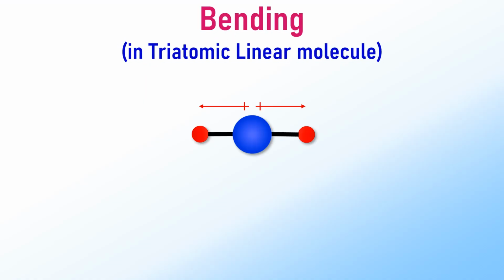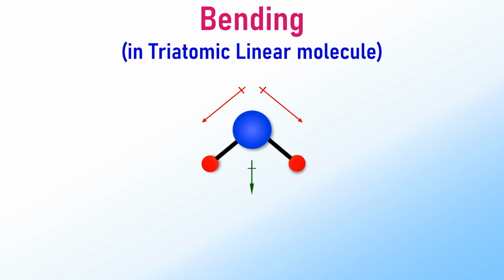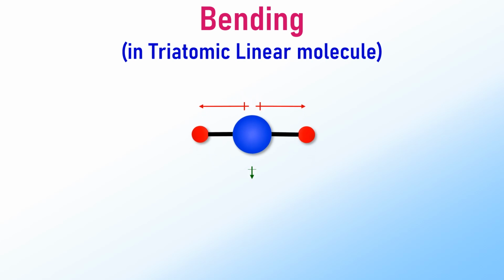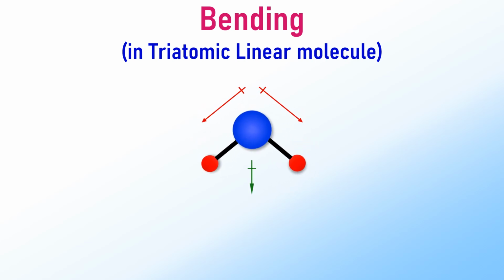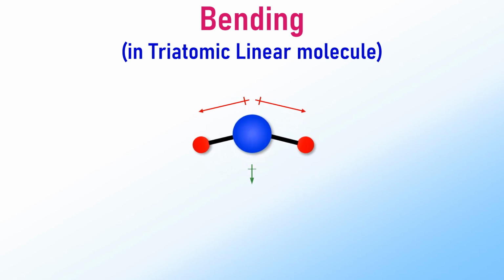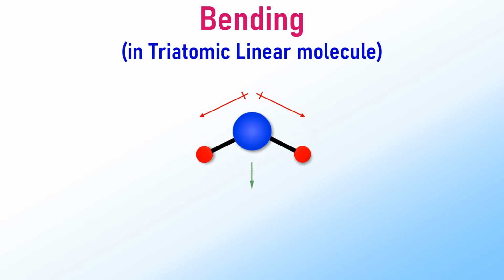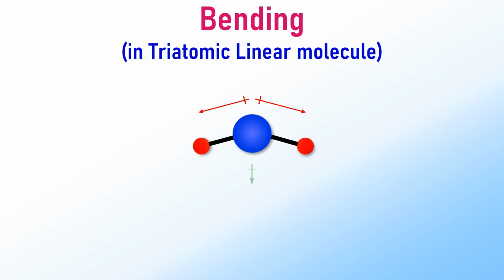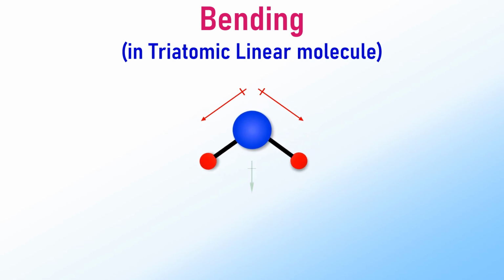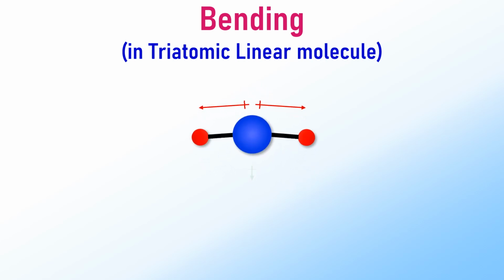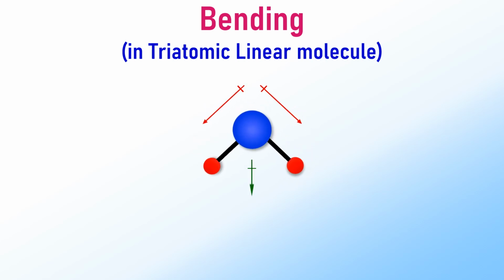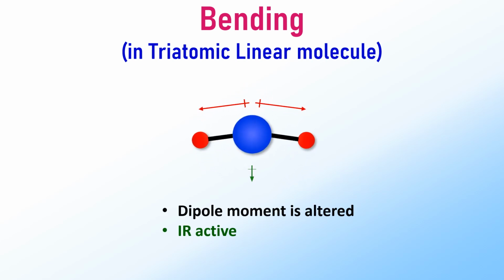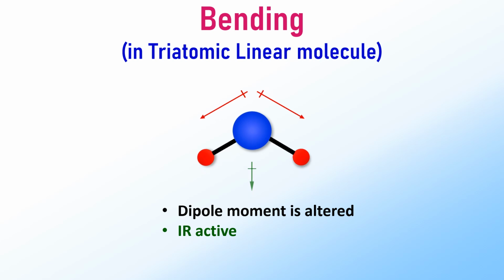Now let us explore bending vibrations. Consider a simple bending vibration in linear triatomic molecule. Recall that in bending vibrations, the bond angles are altered. In order to maintain the center of mass of the molecule, the bond lengths are also slightly changed. In this mode, the bond moment changes during the bending motion, resulting in an alteration of the dipole moment. Therefore, this bending vibration is classified as infrared active.